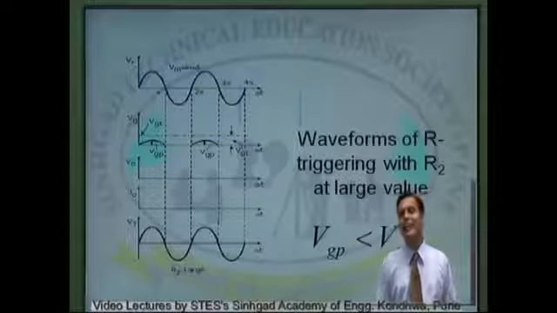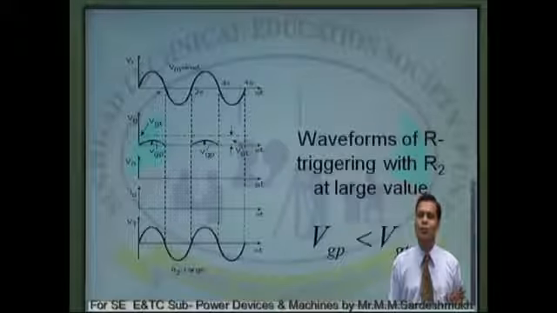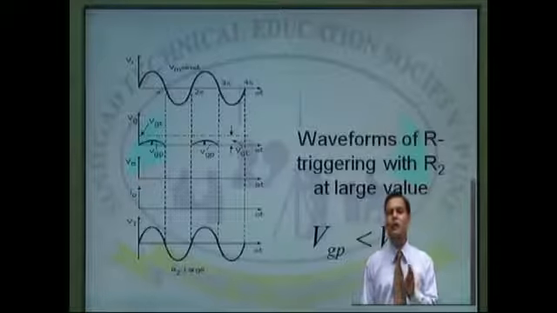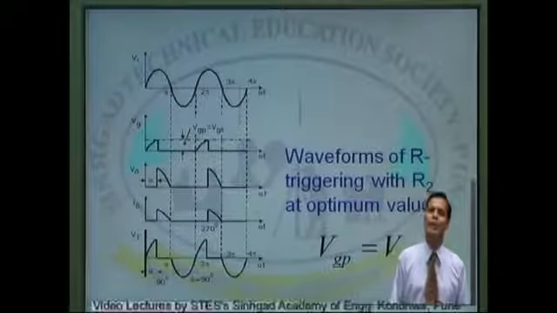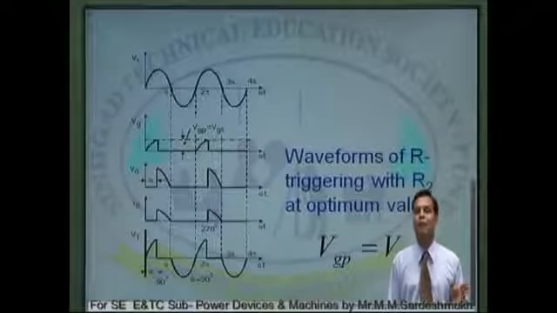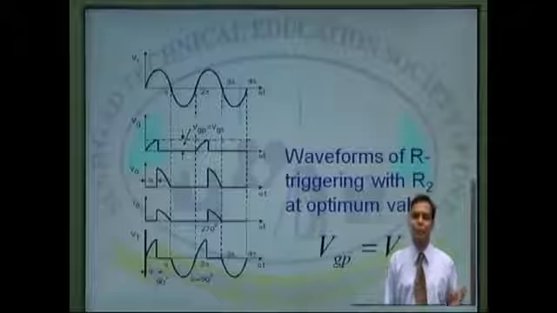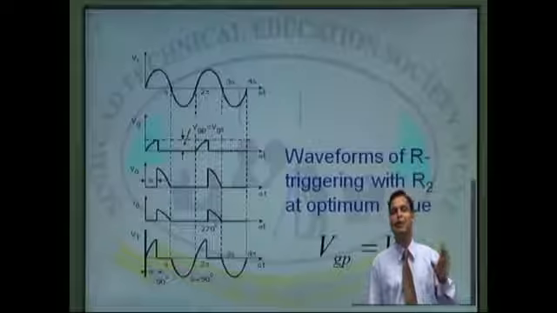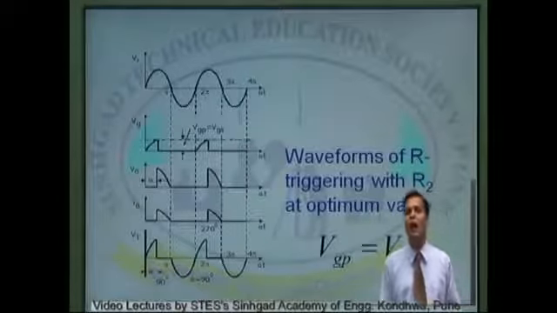Now if we take the next condition, that is R2 at an optimum value. If R2 is equal to the optimum value, at a particular voltage we will get a sufficient amount of current across the gate terminal, and when we apply sufficient gate current the SCR will turn on. Here you are observing the waveforms of the applied voltage Vs, which is a sinusoidal signal, then Vg, which is the gate voltage and totally depends upon the value of R2, and then the output voltage V0.